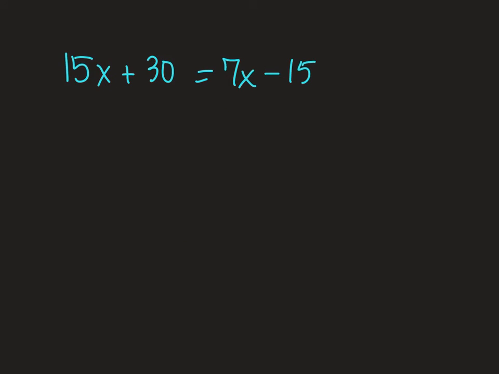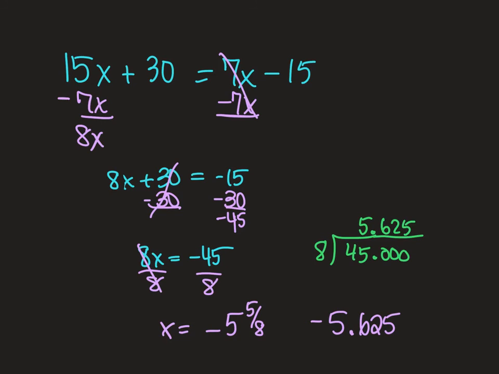All right, you try this one, and it's probably going to be yucky, not a whole number. It'll be some sort of a decimal or a mixed number. Push pause, work it out, hit play, and all right, did you get x equals negative 5 5/8, or negative 5.625 if you did it as a decimal? Let's see how I did it.